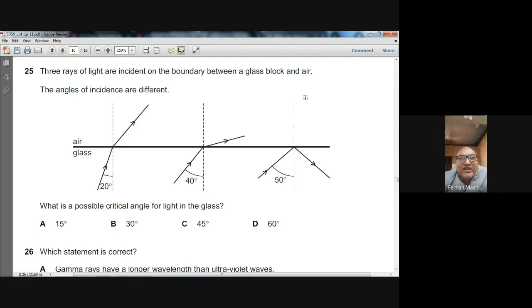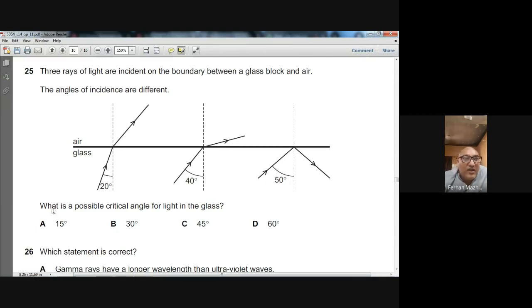Instead of light going into the air, the light has reflected back into the dense medium. This is called total internal reflection. When total internal reflection happens, the angle of incidence is more than the critical angle. So this 50 angle of incidence is more than the critical angle, and this other angle is less than the critical angle. So the critical angle is between 40 and 50.